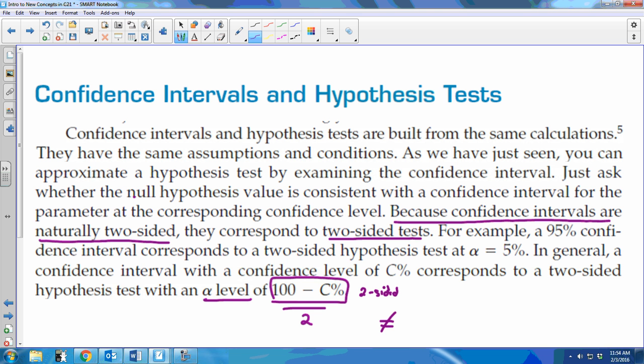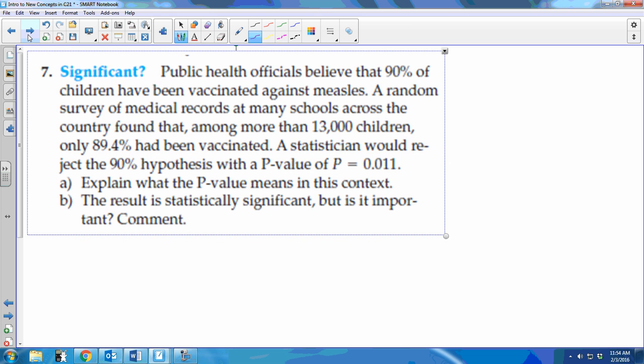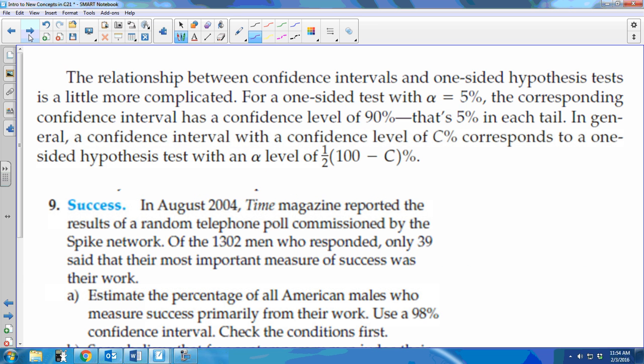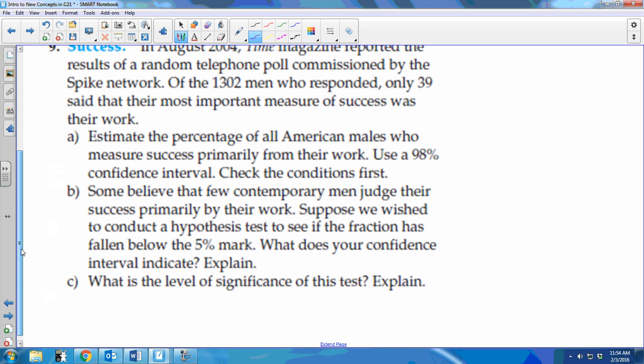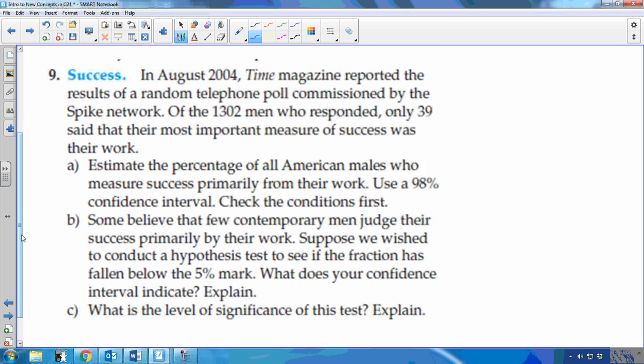Okay? Yeah? Let me do an example about how that works real fast, so you can see how a confidence interval could be used to make a conclusion. In August 2004, Time magazine reported the results of a random telephone poll commissioned by the Spike Network. Of the 1,302 men who responded, only 39 said that their most important measure of success was their work. So A says estimate the percentage of all American males who measure success primarily from their work. Use a 98% confidence interval.